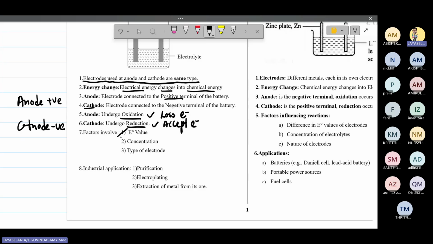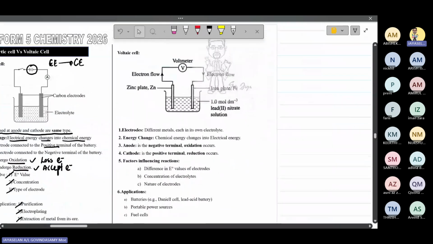Dia ada factor 1, factor 2, factor 3. Kita dah belajar. Okay, purification application, dia ada purification, electroplating and extraction. Kita dah belajar. Nanti kita ulang balik. Saya ulang balik. Okay, now we go for one more cell. This cell very easy kalau you faham konsep dia.